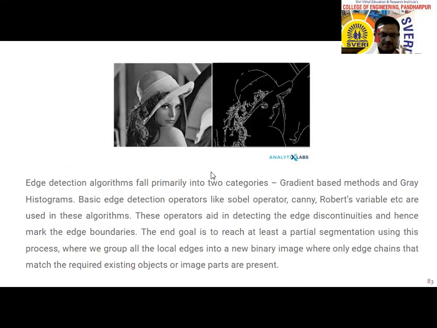Edge detection algorithms fall primarily into two categories: gradient based methods and gray histograms. Basic edge detection operators like Sobel operator, Canny, Roberts variable, etc. are used in these algorithms. These operators aid in detecting the edge discontinuities and hence mark the edge boundaries. The end goal is to reach at least a partial segmentation using this process, where we group all the local edges into a new binary image where only edge chains that match the required existing objects or image parts are present.